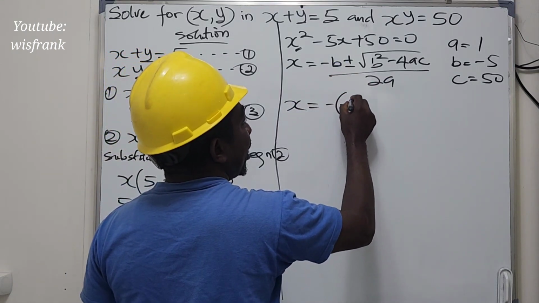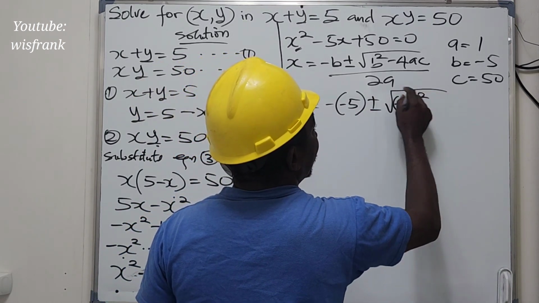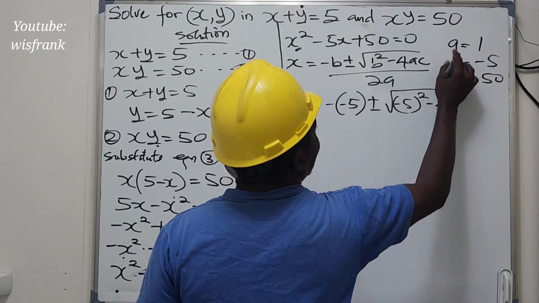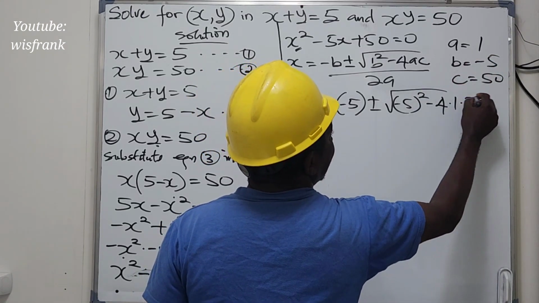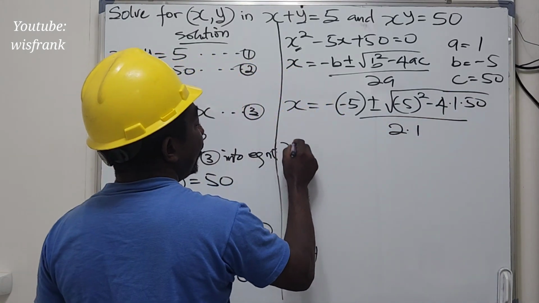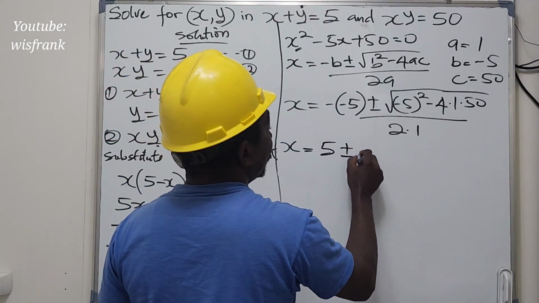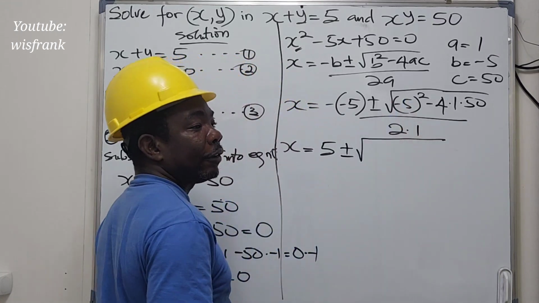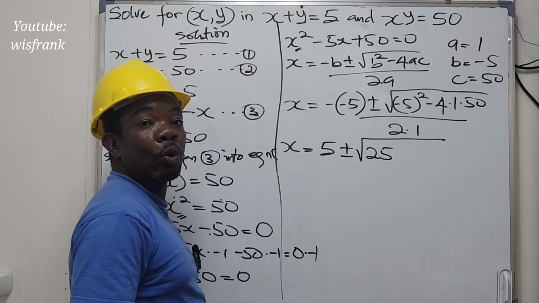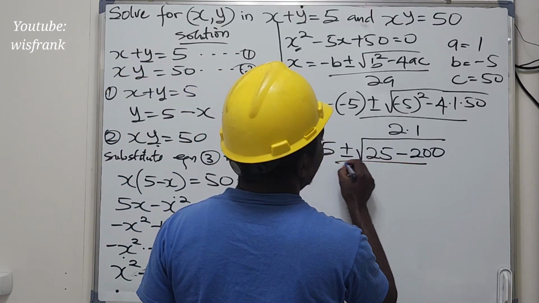So substituting these parameters into the quadratic formula, we have x equals minus b, which is minus times minus 5, plus or minus the square root of minus 5 all to the power of 2, because b to the power of 2 is minus 5 to the power of 2, minus 4 times 1 times c, which is 50, all over 2 times 1. So in this case, x equals minus times minus 5 gives us 5, then plus or minus the square root of minus 5 to the power of 2, which is 25, then minus 4 times 1 times 50 gives us minus 200, all over 2 times 1, which is 2.